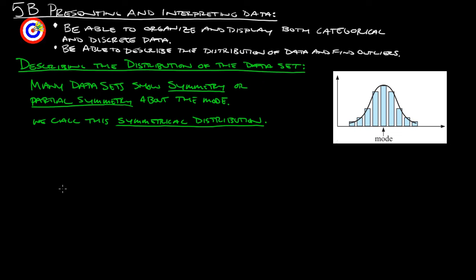So, describing the distribution of the data set. So here's our data set here. Many data sets show symmetry or partial symmetry about the mode, and that's an example here. So there's the mode, that's the one that happens the most often, and it's got a nice even shape to it. It's symmetrical, right? Because if you take this and cut this in half here and fold it on top of itself, you would end up getting the same exact graph. That's the symmetry. Okay, we call this a symmetrical distribution.